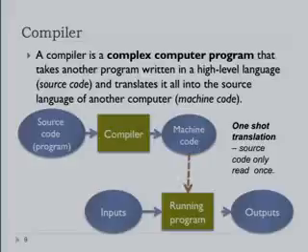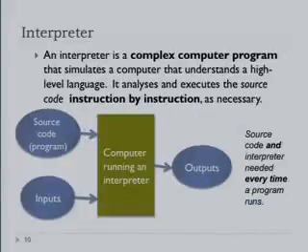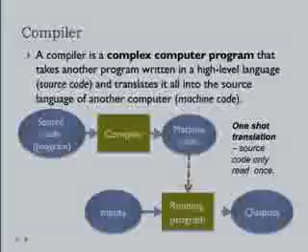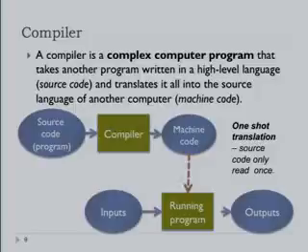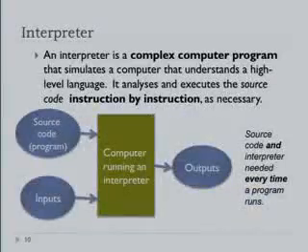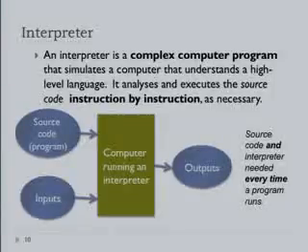Then you have an interpreter. The compiler is a program itself. It's a program that translates other programs into machine language. The interpreter is a complex program that simulates a computer that understands the high-level language. So it's a program that has to be on your computer if you want to run that language. So Python is interpreted. So you have to have Python installed on your computer, which is why you have to install Python as well as Wing if you're wanting to run it on your computer. So you need to have this interpreter running.